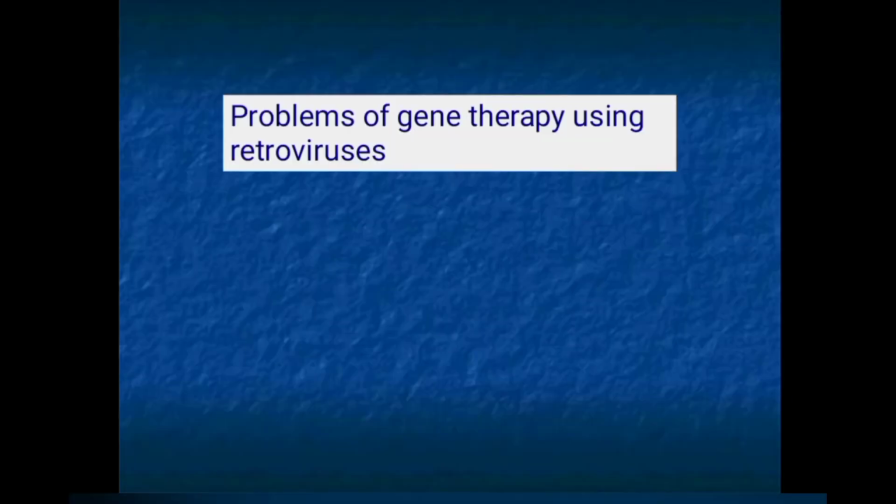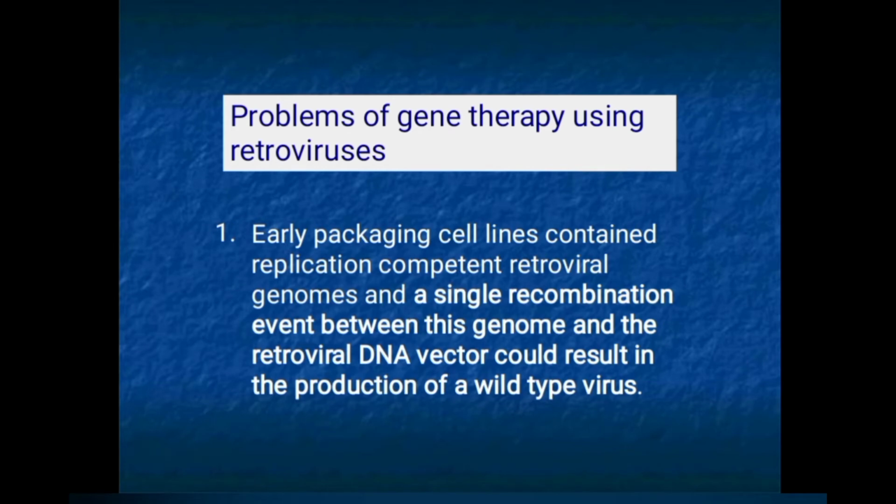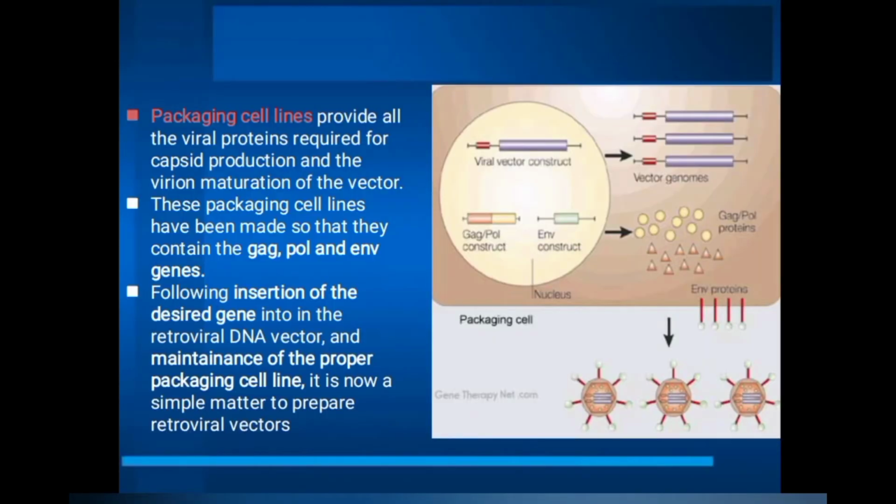Problems that we face during gene therapy by using retroviruses. The number one problem is early packaging cell lines contain replication competent retroviral genomes, and a single recombination event between this genome and the retroviral DNA vector could result in the production of a wild type virus. As you can see, if recombination occurs between this genome and the recombinant viral vector, then it would result in the production of wild type virus.